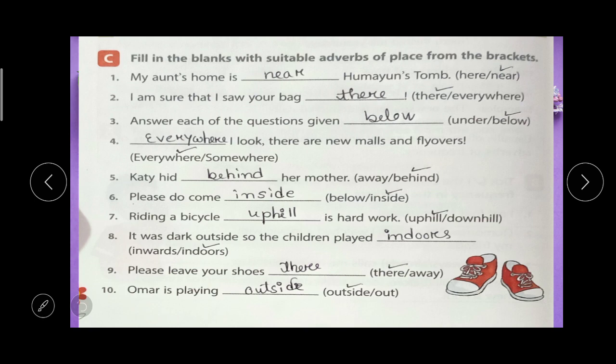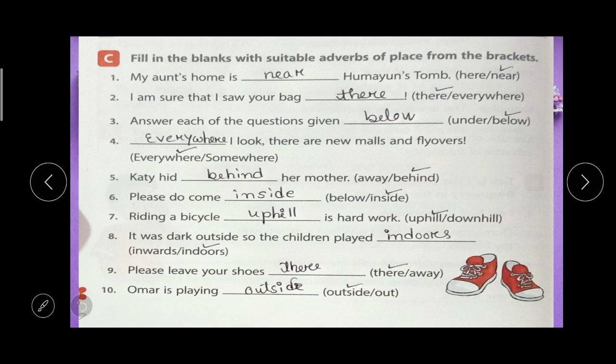Number 1, my aunt's home is near Humayun's tomb. Number 2, I'm sure that I saw your bag there. Number 3, answer each of the questions given below. 4, everywhere I look, there are new malls and flyovers. Number 5, Katie hid behind her mother. 6, please do come inside. 7, riding a bicycle uphill is hard work.